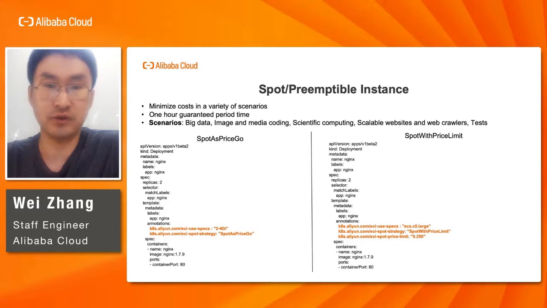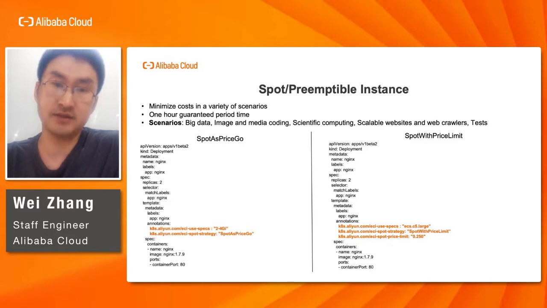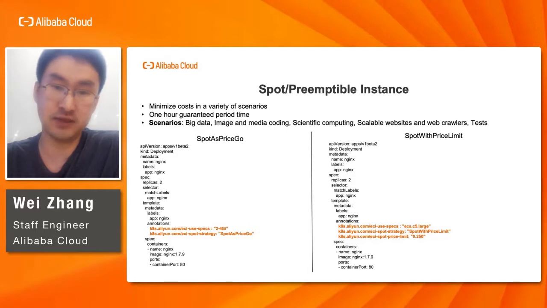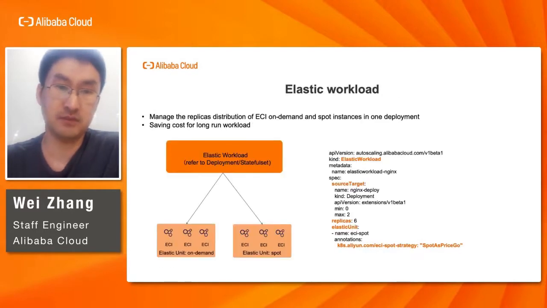Spot instance is normally called a preemptible instance. It means the pod can be preempted after 1 hour execution time based on the stock situation. Spot instance can minimize the cost in many scenarios, such as big data, image and media coding, science computing, scalable website, and test. Same as ECS spot instance, we support both spot as price goal and spot with price limit strategy.